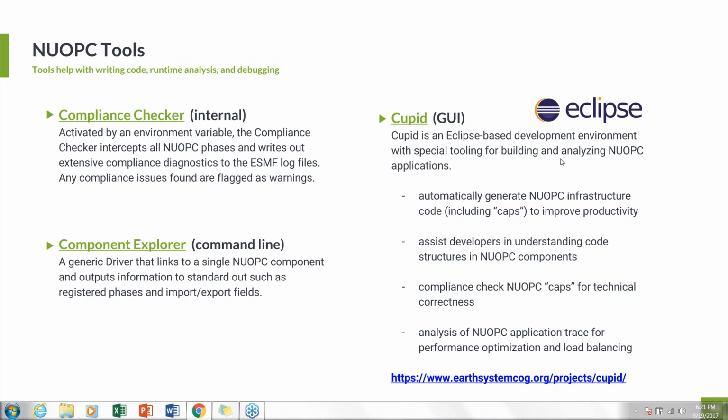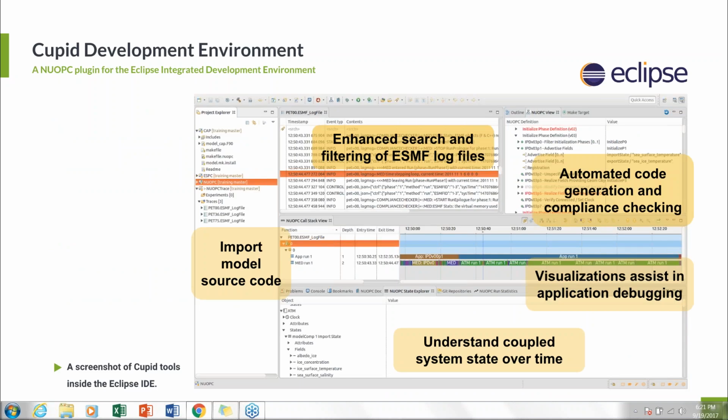The last tool is called Cupid. It's a plugin for the Eclipse graphical development environment. With Cupid, there's a few different capabilities that are supported. One of the main ones is automatic code generation. We noticed that a lot of the cap code has a lot of boilerplate code. And so we built into Eclipse a way to automatically generate at least templates and parts of the subroutines that you would have in a cap.